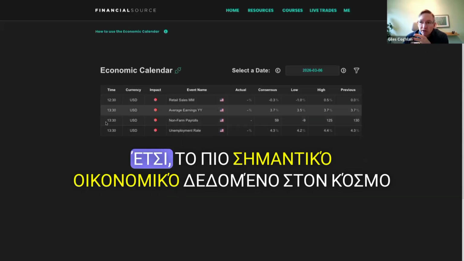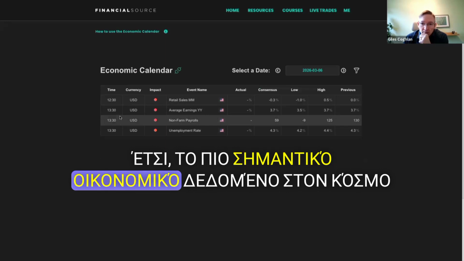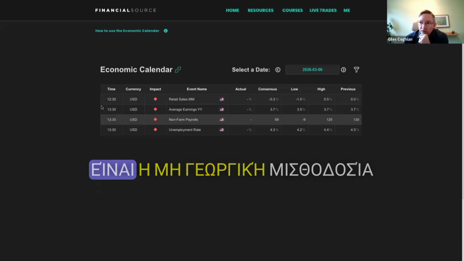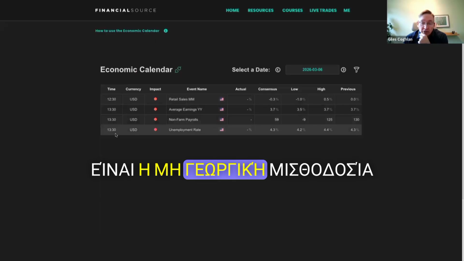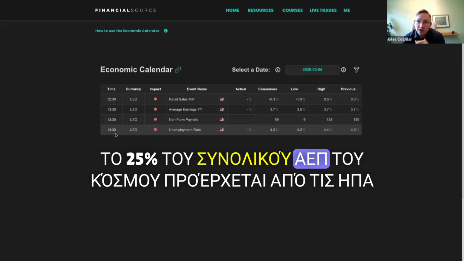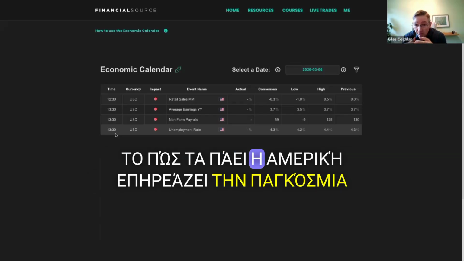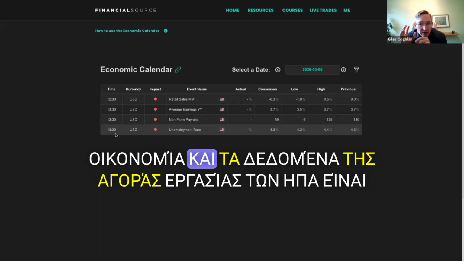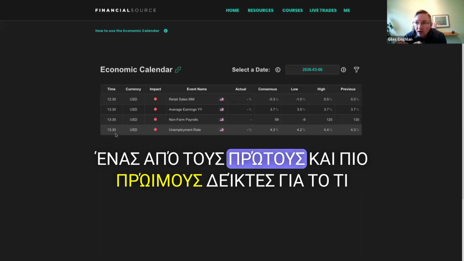So the most influential economic data point in the world, arguably, is the non-farm payroll. It's how the US economy is doing. 25% of the world's entire GDP comes from the US. How the US is doing impacts the global economy, and the US labor market data is one of the first and earliest indicators on what's going on.